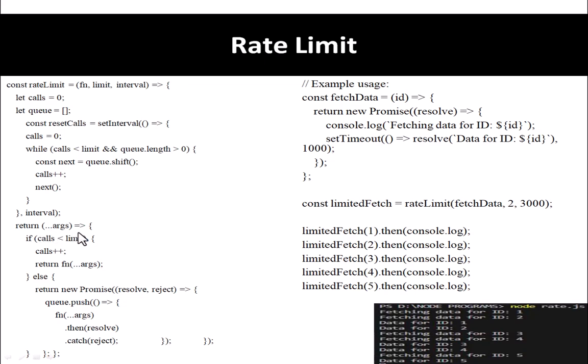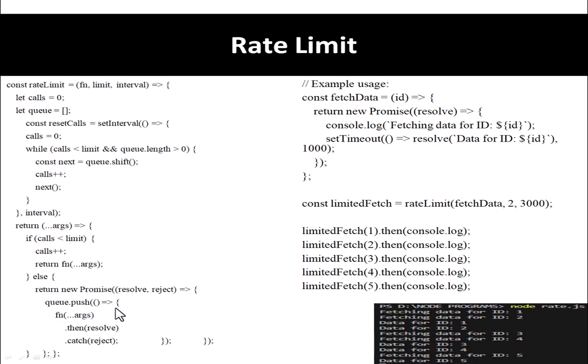So it is going to check the interval and return the number of arguments, either 2 or 3, based upon the call limit. If calls is less than limit, it is going to increment the calls, and then it returns how many arguments are set. Else, new promise. The 2 parameters we are using are resolve or reject, based upon the criteria we checked under the while loop.